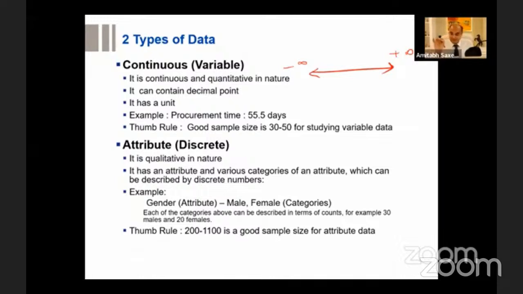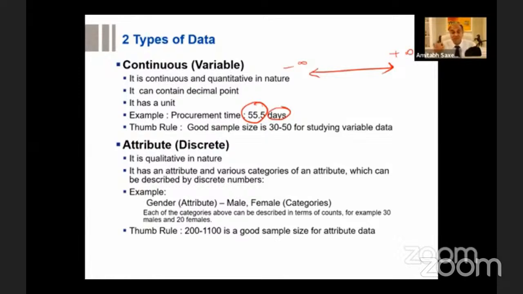Okay, so there are two types of data: continuous data and attribute data. Continuous data can be represented on a number line. It can take a decimal place like 55.5 days. And it will also always have a unit. Please remember this simple technique to identify whether data is continuous or attribute.